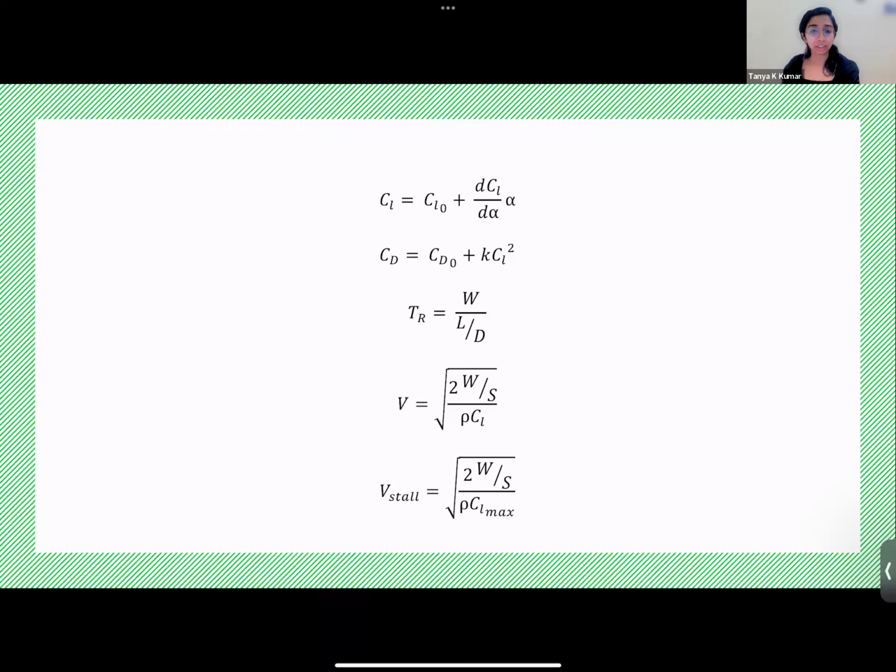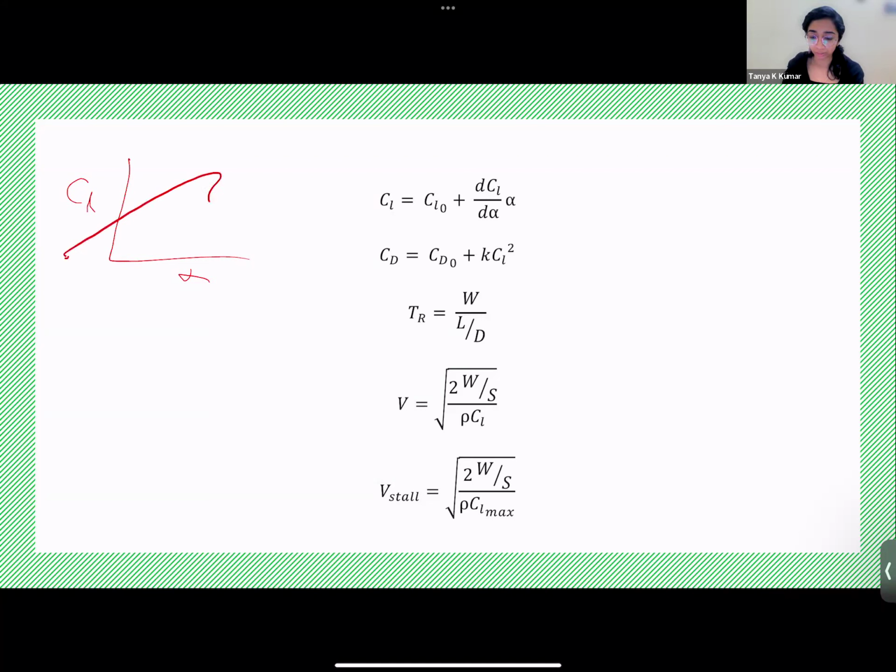So these are the same equations that I'd shown last week. These are the equations that we'll be predominantly using while solving the questions, and these are some of the important ones. The first one is the lift equation, which describes the lift curve slope. It's the CL versus alpha graph, which is very familiar to all of us, where CL naught is the intercept and CL alpha, or dCL by d alpha, is the slope.